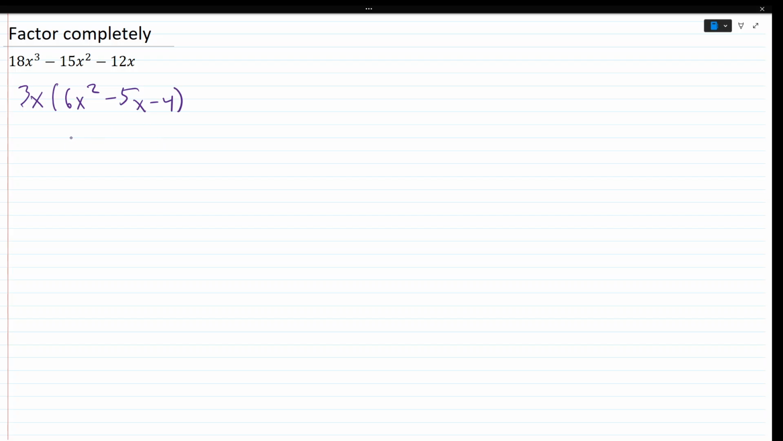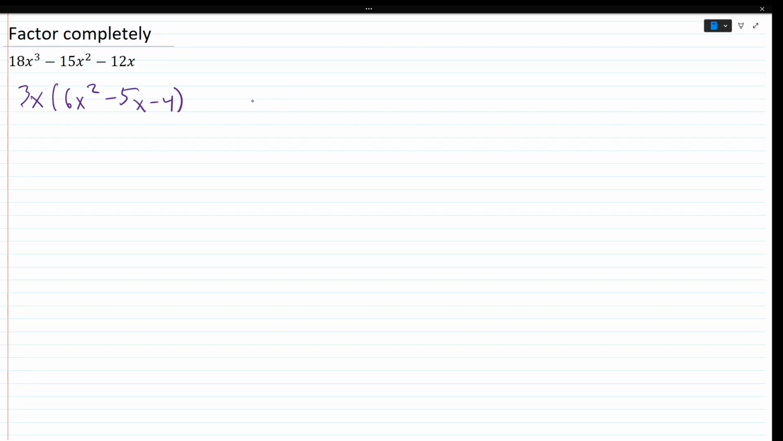So after we factor out the GCF, we see, can we factor out what's inside the parentheses anymore? The 6x squared minus 5x minus 4. Now this is a trinomial. It has 3 terms, and the leading coefficient is not 1. So we could do this by trial and error or the AC method.